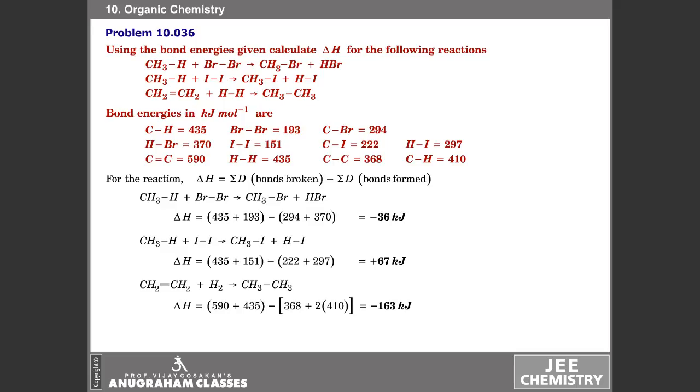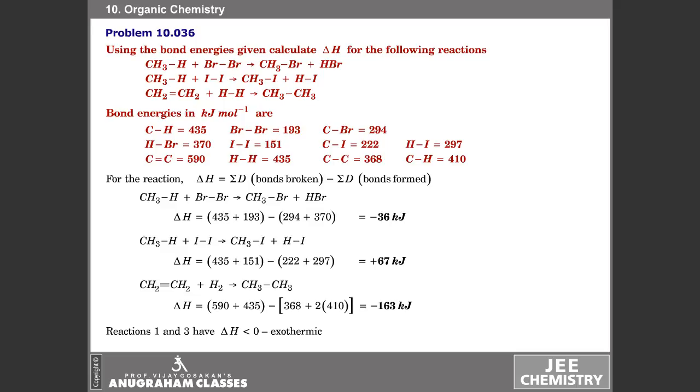Note that we have used 2 times 410. The bond energy of hydrogen-carbon is only 410, but we are multiplying by 2 and adding it to the carbon-carbon bond energy. This is because we are producing 2 carbon-hydrogen bonds, and therefore the energy released will be double the bond energy of carbon-hydrogen. If you note the signs, in reaction 1 and reaction 3, we have negative signs.